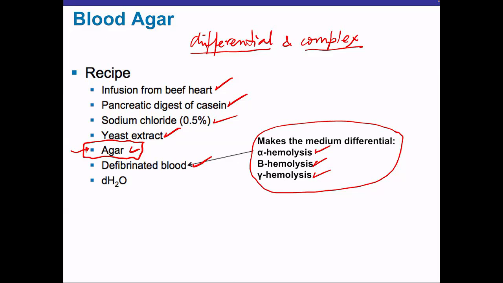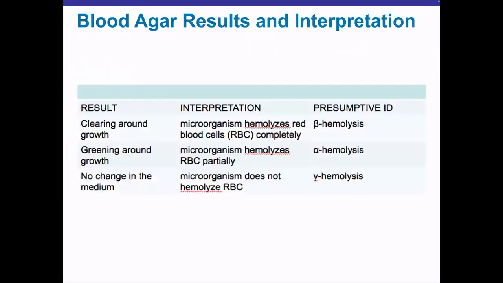The fibrinated blood in this particular medium is what allows this medium to be differential and allows us to differentiate the microorganisms growing there into these three different categories of hemolysis. And then, of course, the medium also has water. So what are these different hemolysis? Let's go one by one.